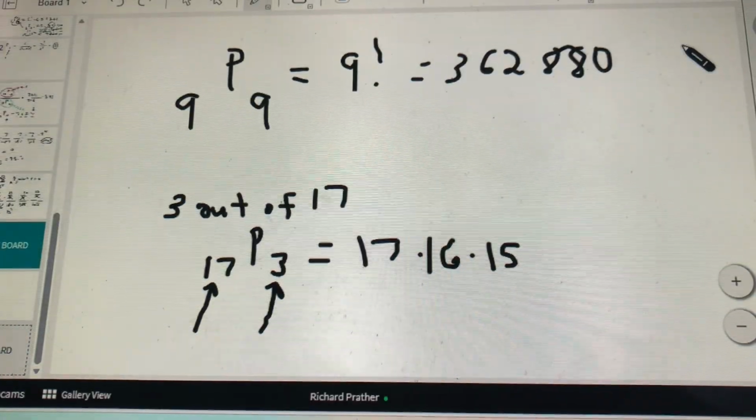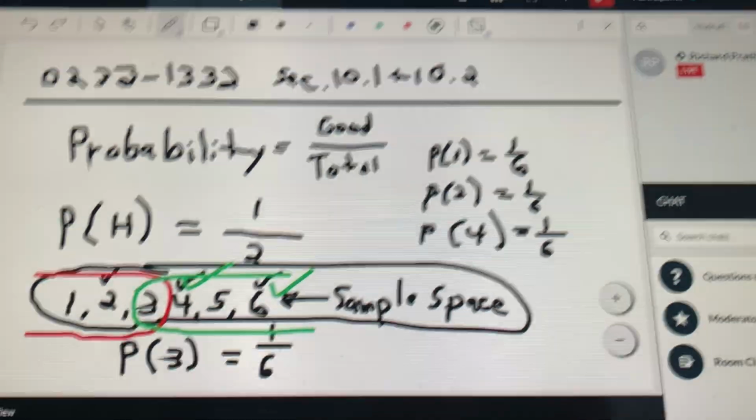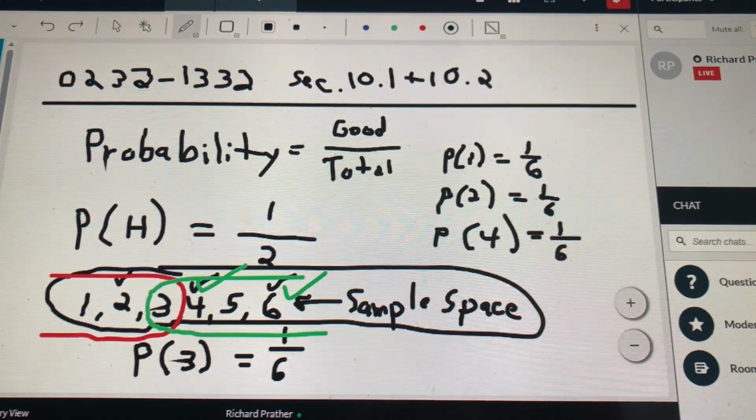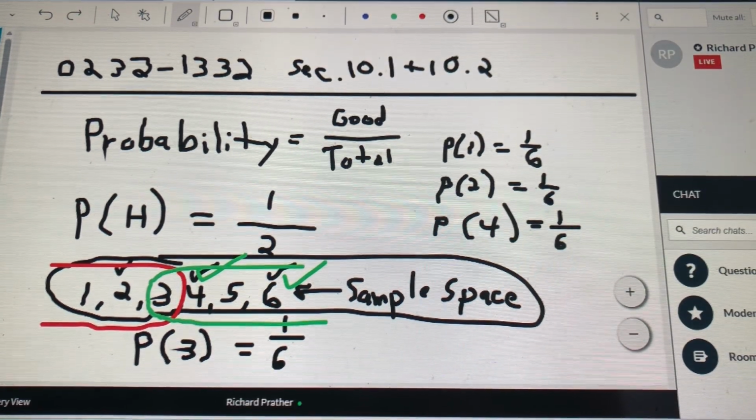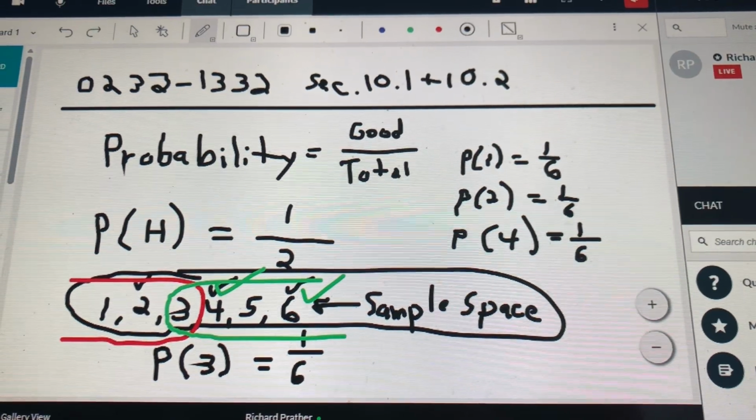Okay, so that is the end of section 10.1 and 10.2 for this first of 5 videos of the unit. Actually, it'll be 6 videos because we're going to have to do a review too. So this is the end of the first video of unit 4.